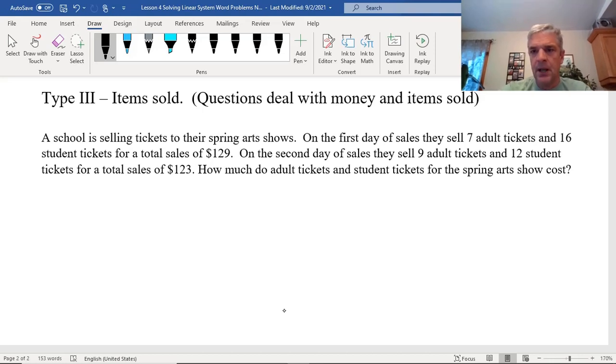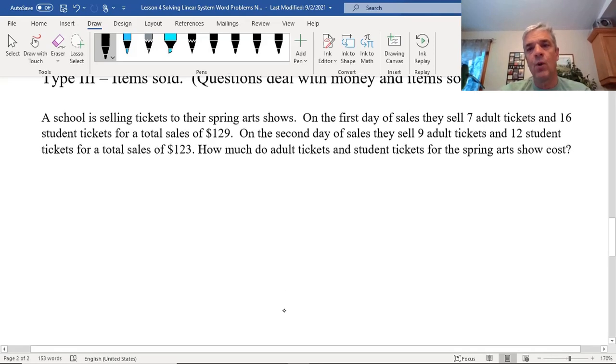Okay? So in this particular case, a school is selling tickets to their spring arts show. On the first day of sales, they sell 7 adult tickets and 16 student tickets for a total sales of $129. Okay. On the second day of sales, they sell 9 adult tickets and 12 student tickets for a total sales of $123. And then the question is how much do adult tickets and student tickets for the spring art show cost? And I know most people, when I read this question the first time, I'm just like, oh yeah, right. How the hell are you going to find this out? Like, this is just crazy. But when we break it down, it's not too bad.